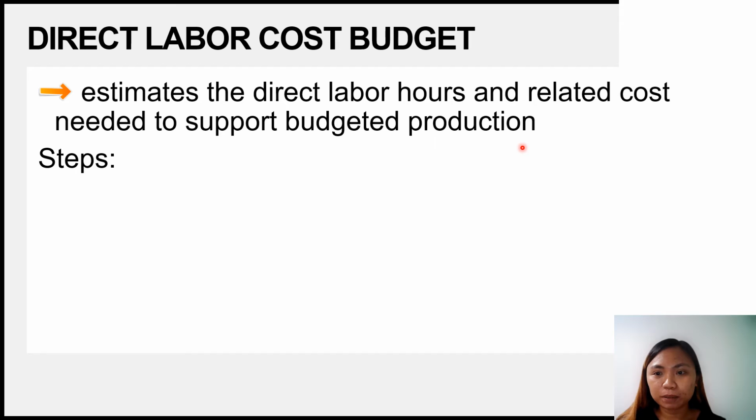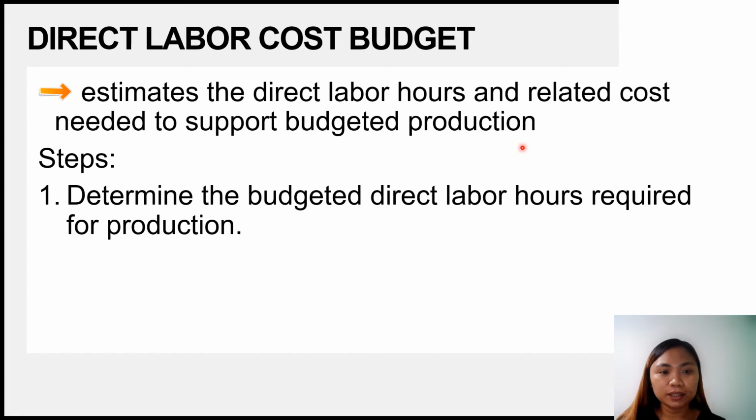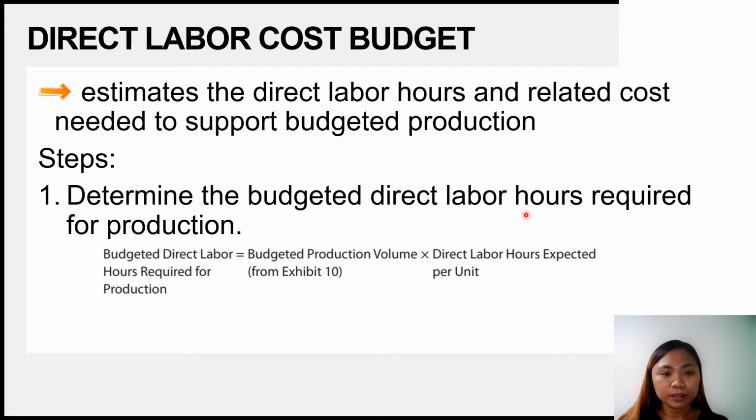So how is this computed? There are 2 steps to follow. The first one is to determine the budgeted direct labor hours required for production. How is this computed? It is computed by multiplying budgeted production volume times the direct labor hours expected per unit.